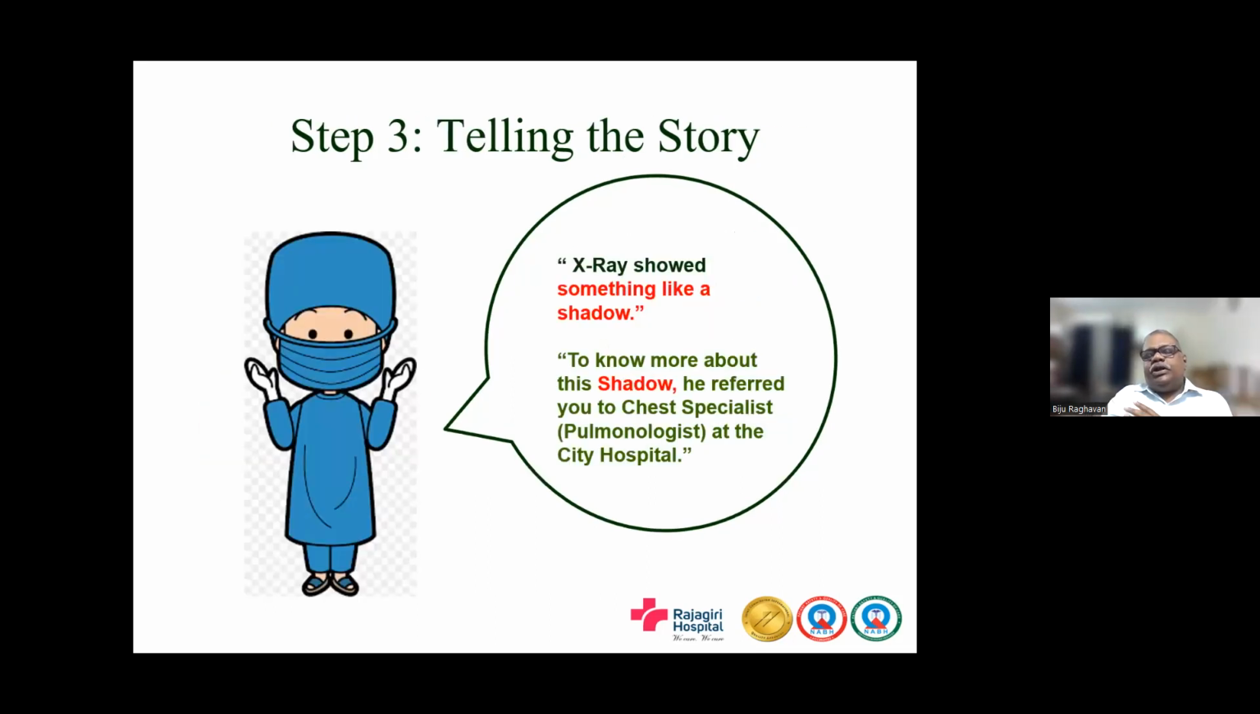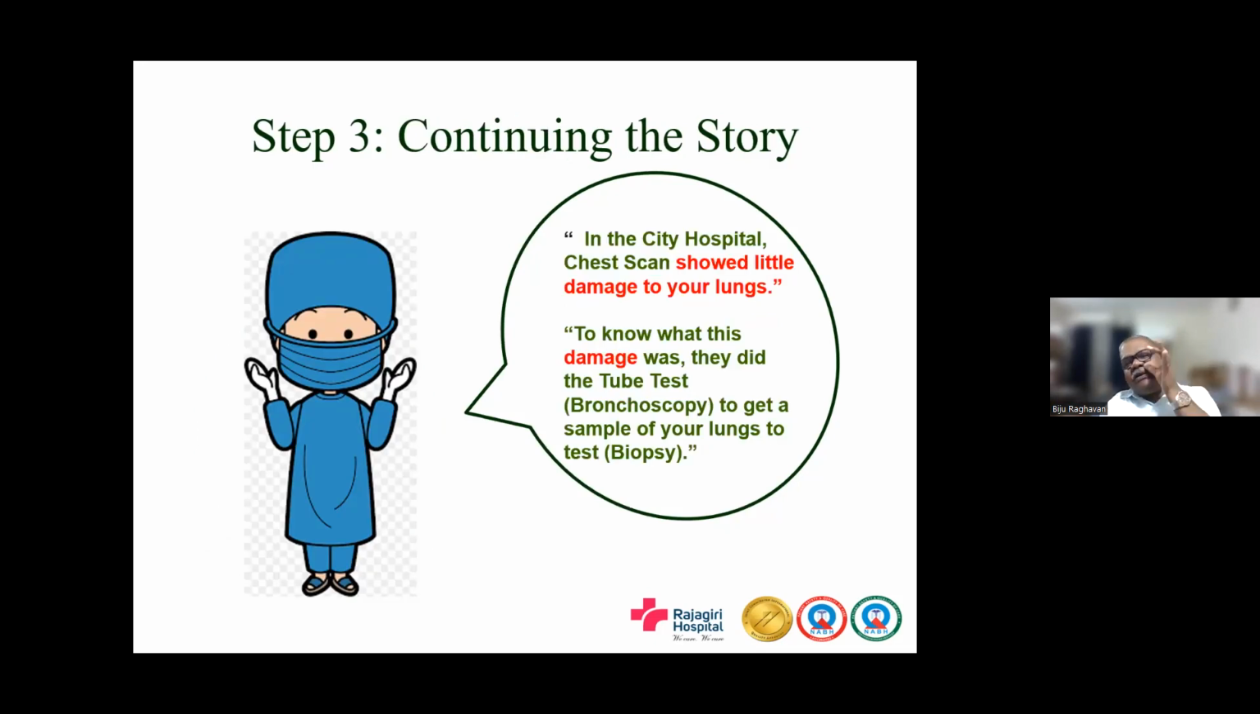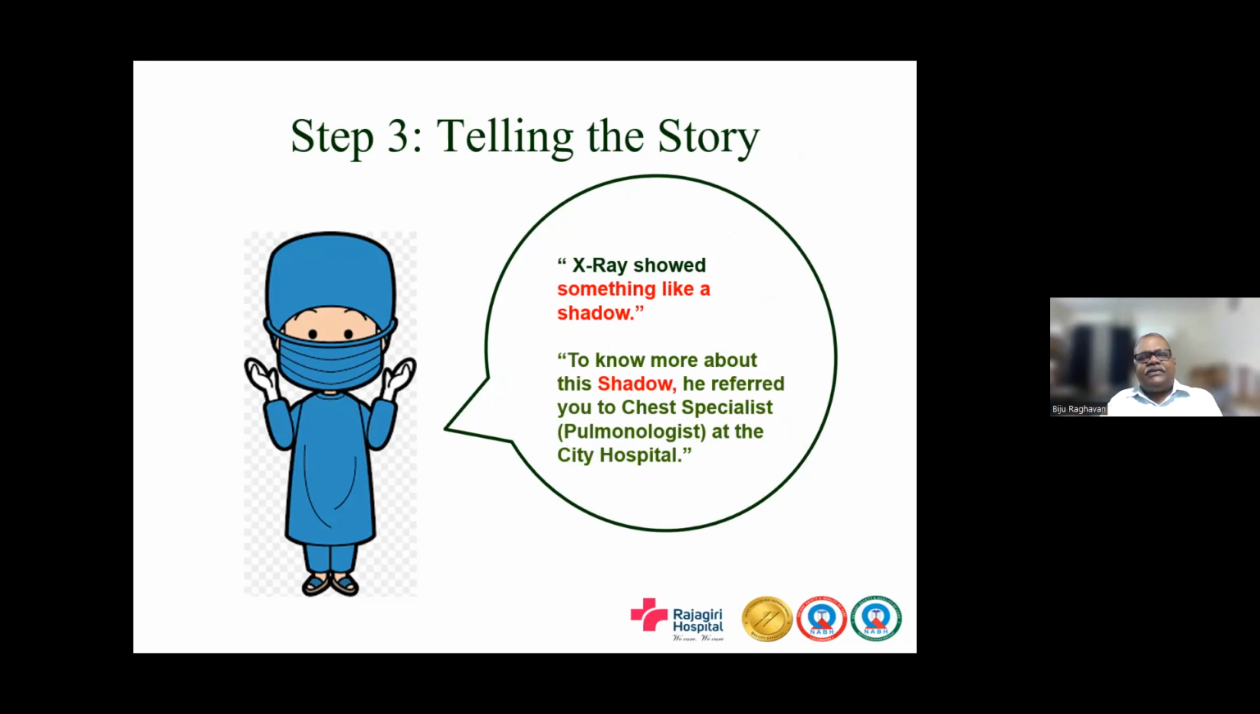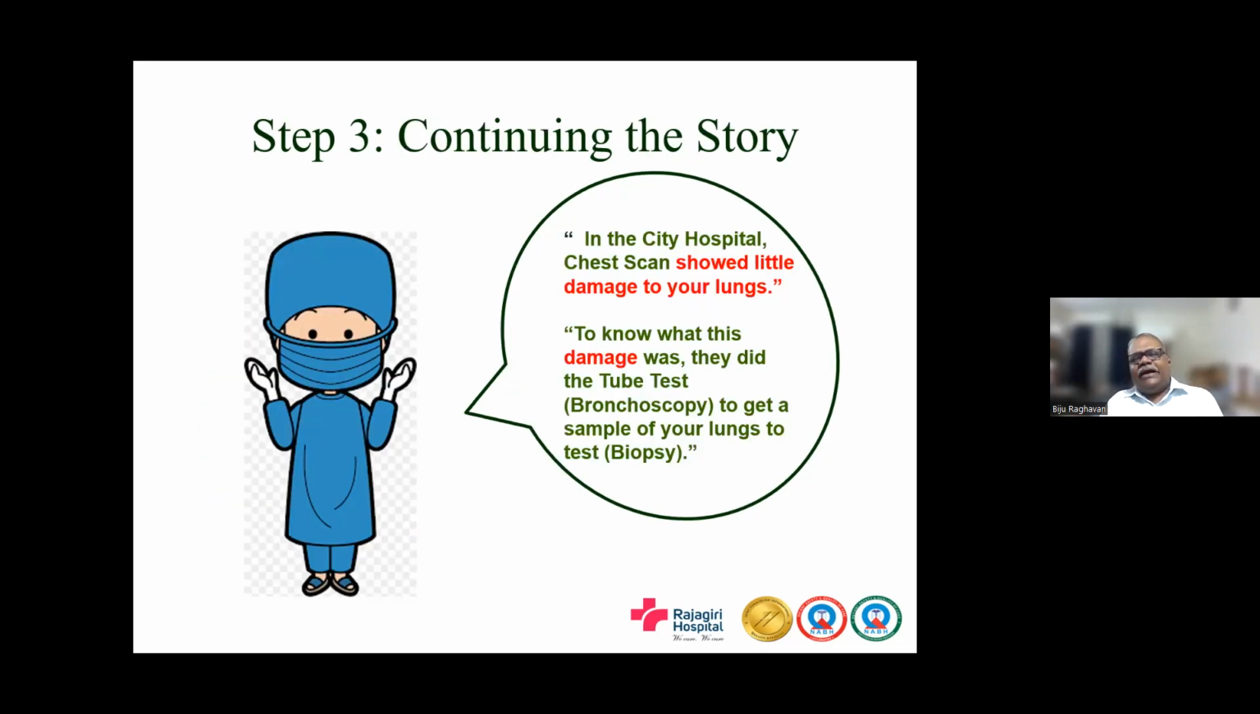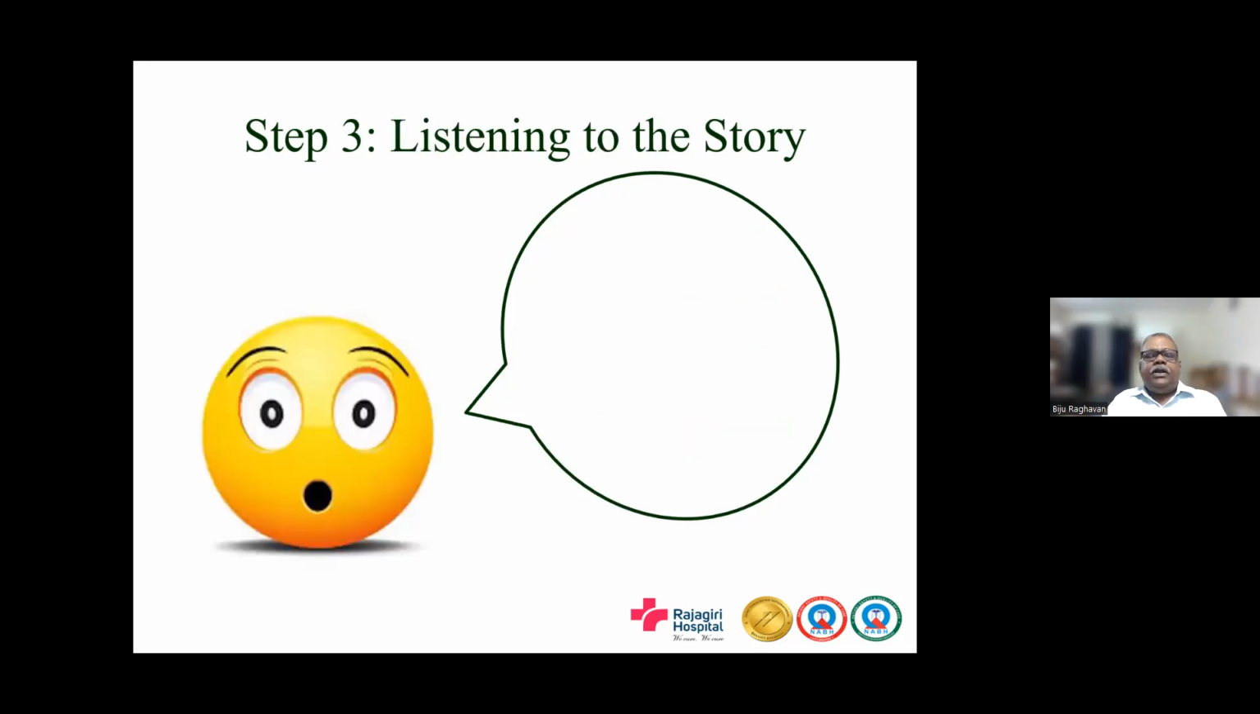So I'll just go back. While you're telling the story, you're filling in the blanks. The first fill in the blanks was something like a shadow. And in the next line, something like a shadow escalates into shadow. It is no longer something like a shadow. It is shadow. And then shadow escalates into little damage to your lungs. And little damage escalates to damage. So this is how we fill in the blanks and escalate the information while you're telling the story of the patient to the patient from the beginning.